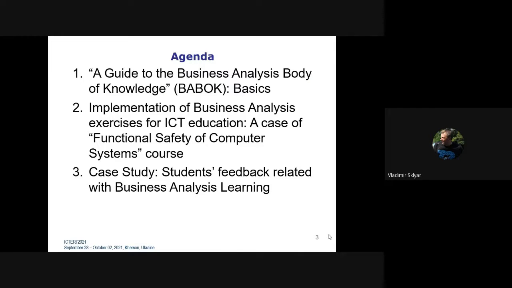So the agenda is the following. Before, I would like to share some basic issues in the area of business analysis. After that, I would like to show how we implemented a business analysis exercise in one of our courses related to functional safety of computer systems. And the last is the case study. I will demonstrate students' feedback related to business analysis learning.